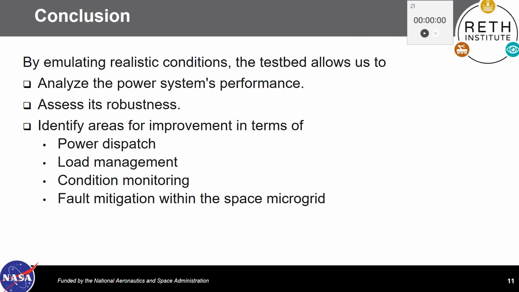By emulating realistic conditions using the cyber physical test bed, we can analyze the power system performance, assess its robustness, and identify the areas for improvement in power dispatch, load management, and condition monitoring.